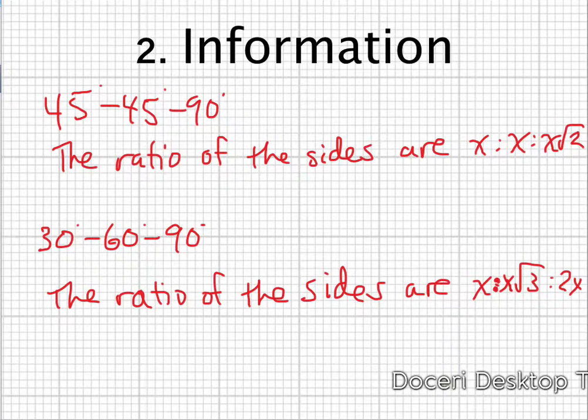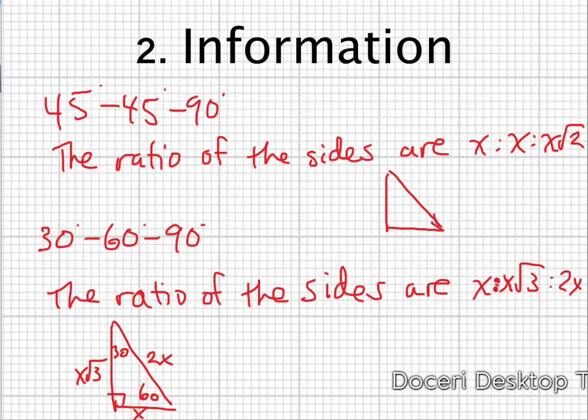Okay? So if I had a right triangle here, a 30, 60, 90 right triangle, this would be 30, this would be my x, 60 here, this is x square root of 3, and 2x on my hypotenuse. Okay, and a 45, 45, 90, you'd have x, x, and x square root of 2.